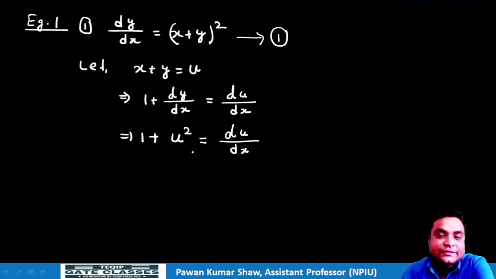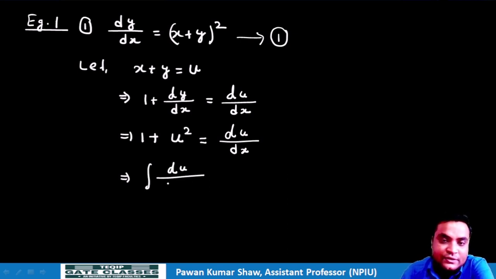Now if you notice, this left hand side is simply a function of u. So we can now separate in terms of u and x. So now what can we write? Integration of du divided by 1 plus u square. We are keeping this 1 plus u square with the du term, and the other term will be our dx, plus c.